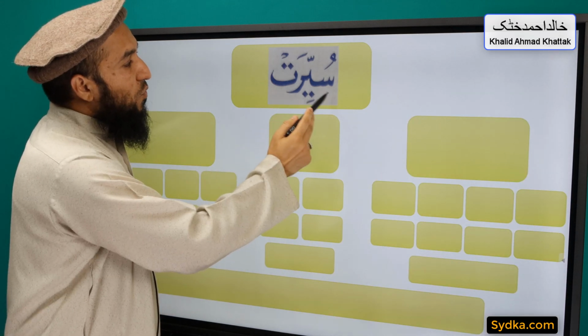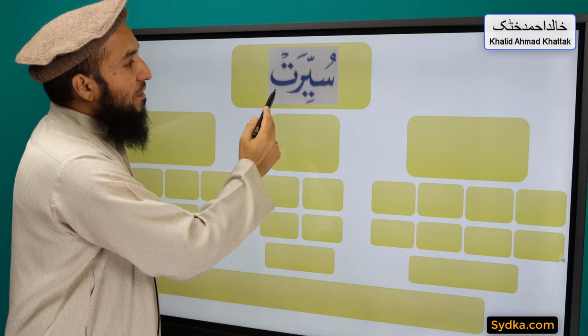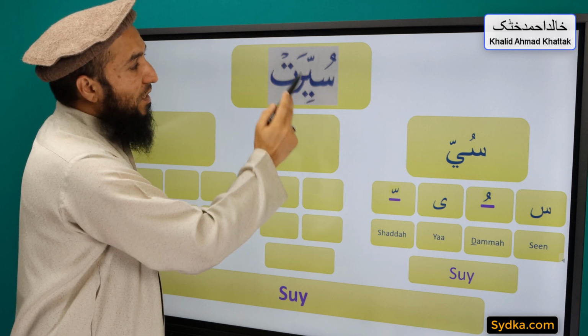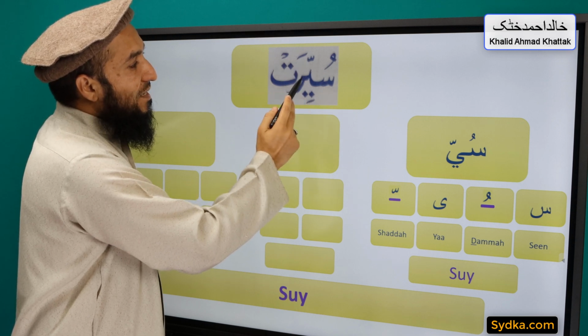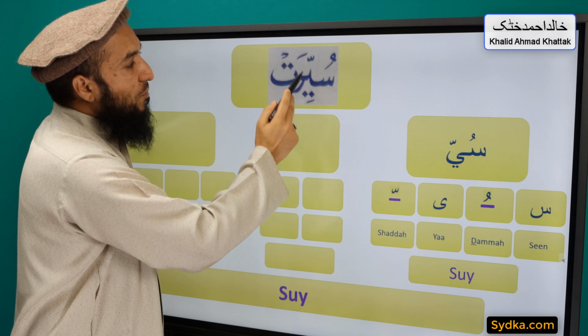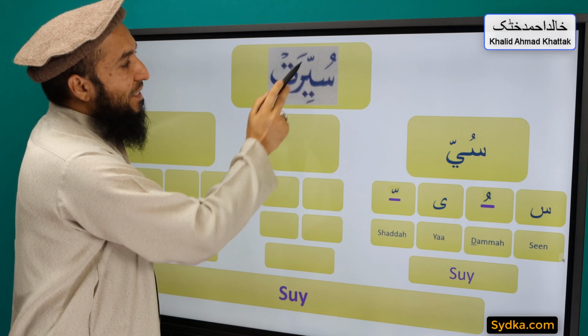The first one is sui, the second one is yi, and the third one is rat. So the first syllable we have is sin, dhamma, ya, shadda, sui. Sin is a light letter, it has dhamma on top of it, it is followed by ya, ya has a shadda. Sin, dhamma, ya, shadda, sui.